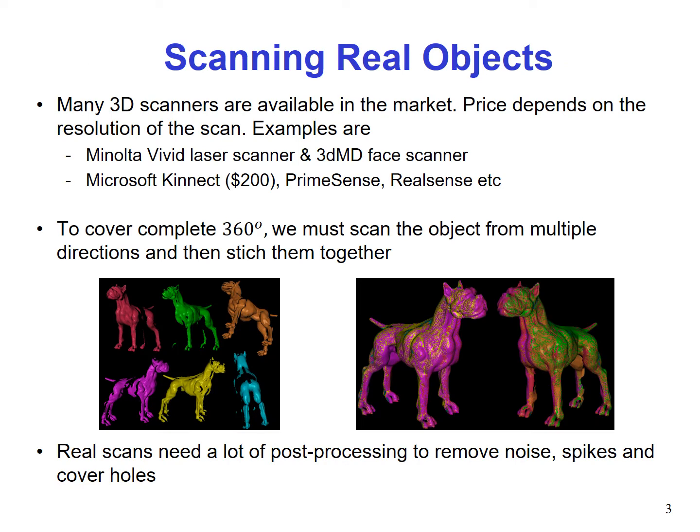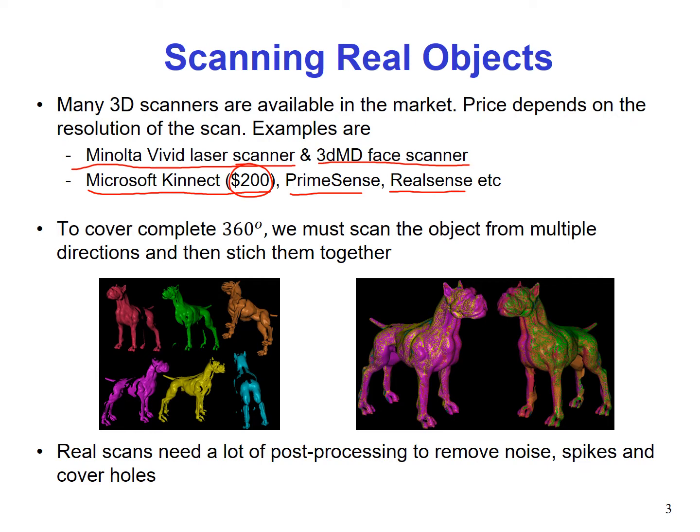For scanning real objects, many 3D scanners are available in the market. The price depends on the resolution of the scan. If you want to go high resolution, there is the Minolta Vivid Scanner and the 3DMD Face Scanner, but these are expensive. If you want to scan in low resolution, you can use the Microsoft Kinect that comes with Xbox. The price is around $200. There are also similar devices from PrimeSense, RealSense, etc.